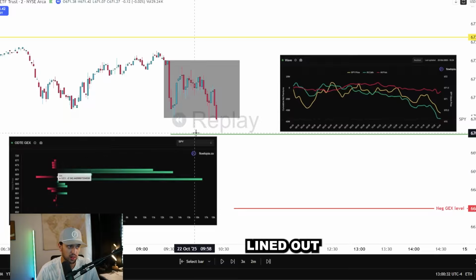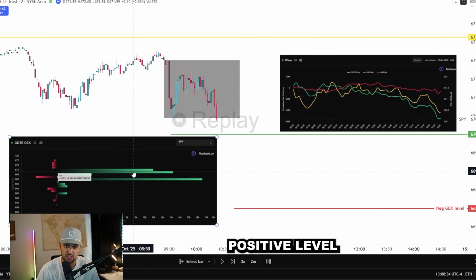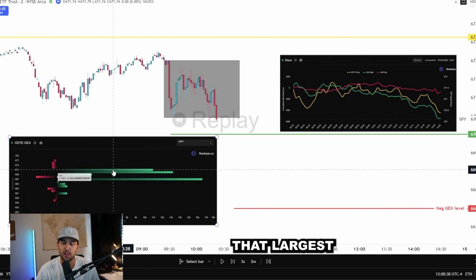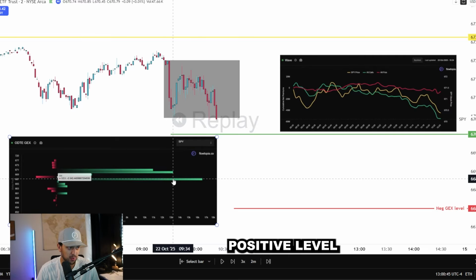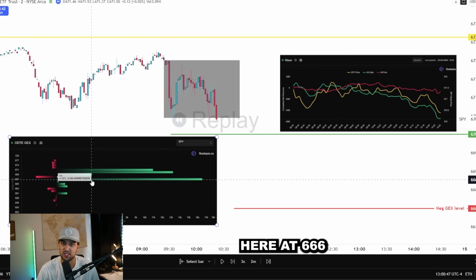We have our support lined out because that's the largest positive level. And so we know once we break that largest positive level, we should see a lot more downside to the next negative Gex level, because you can see that our next positive level was right here at 666. So it should be a straight shot to that 668 level. So let's see what happens after we break that positive level. Okay, we broke it right here, a straight shot through.